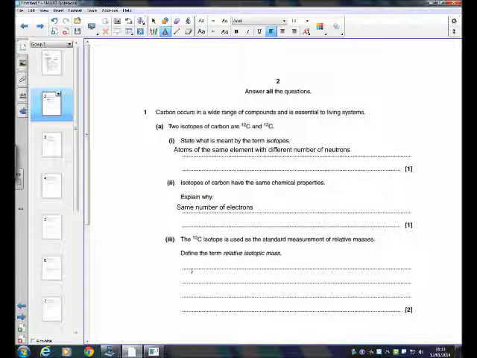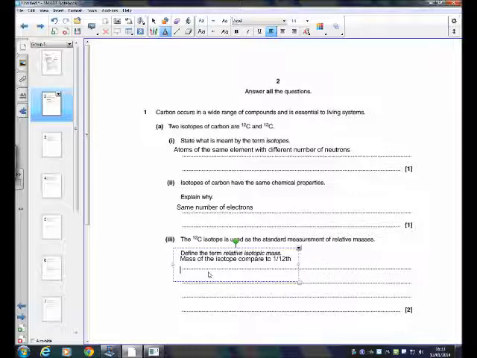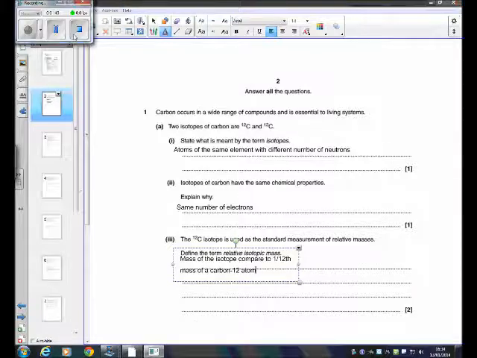So part 3, define relative isotopic mass. This is worth 2 marks. So you need to put mass of the isotope compared to 1/12, and that gets you 1 mark. Then you need to put mass of a carbon-12 atom to get the second mark. So you need to put mass of the isotope compared to 1/12 for 1 mark, and for the second mark you need to put mass of a carbon-12 atom.